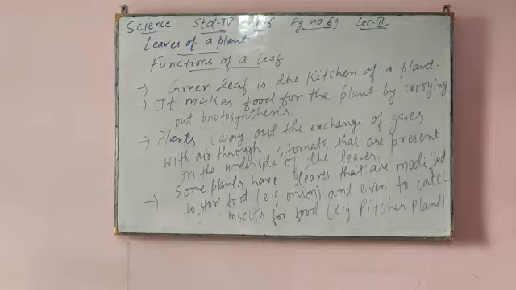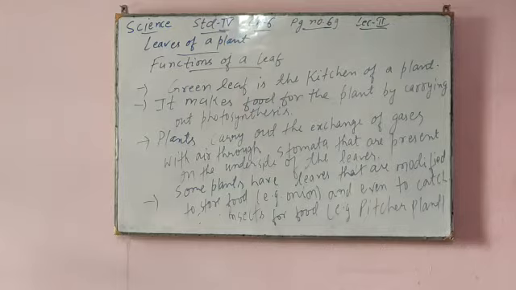Now, plants carry out the exchange of gases with air through stomata that are present on the underside of the leaf. Yes, for making food, plants need air also. Without air, if any one of the materials is not present, food will not be prepared. For preparing food, they need air, light, and water. So they get air through the stomata present on the underside of the leaves. So here also is the important work of leaves.